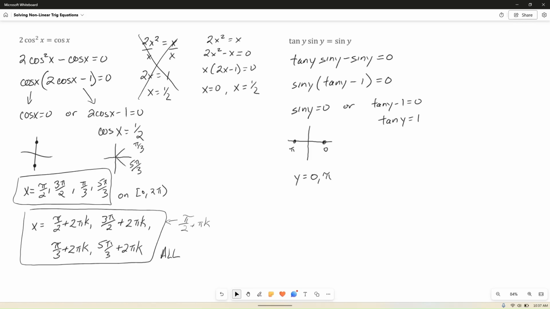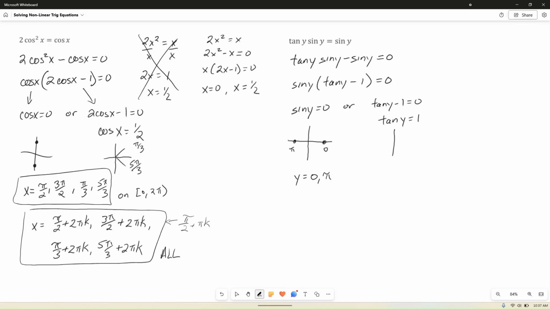I'm using y instead of x as my variable in this equation. That y is not the y on the unit circle. It's actually the angle on the unit circle. But we can use any variables we want, any letters we want in these equations. We don't always have to use x. We could use y. We could use theta. Any letter you want, we could use here. Okay. All right. The second equation, tangent of y is equal to 1.